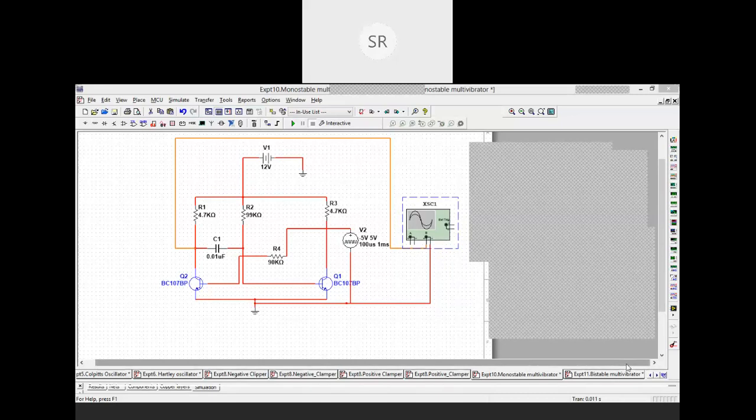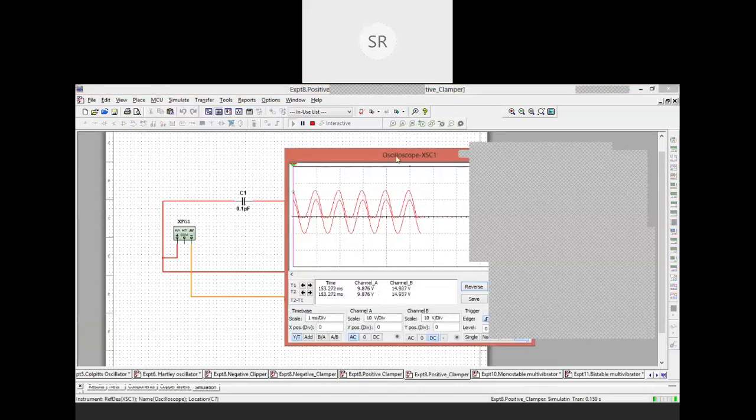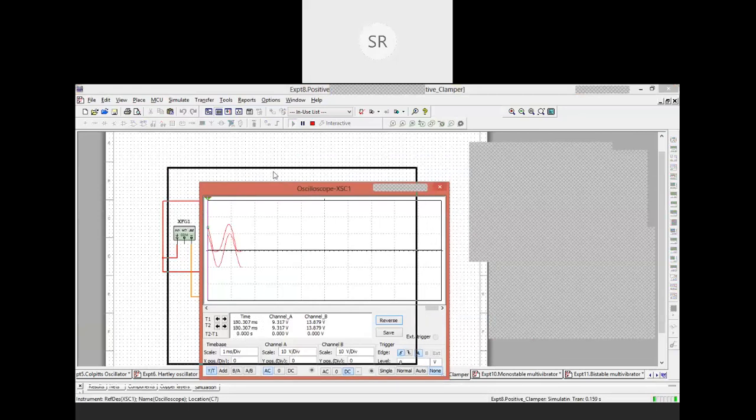Positive clamper. No need to simulate here. This way you can view this. This one is the positive clamper, one diode and a capacitor. This one is the function generator, output CRO. I am simulating this one. View this graph using this.